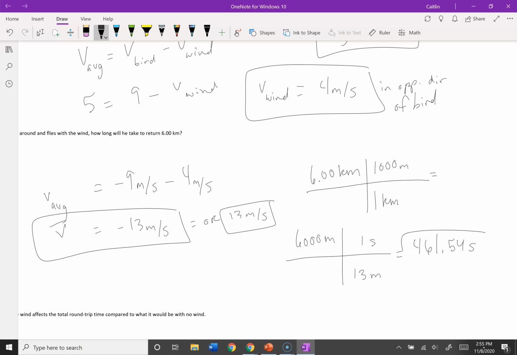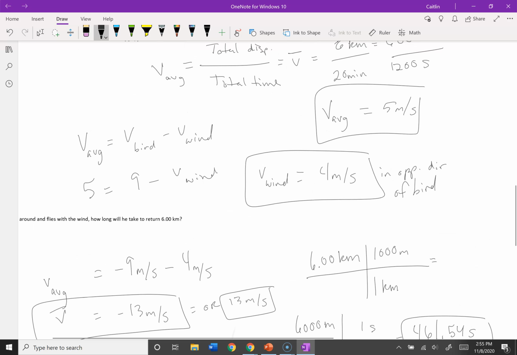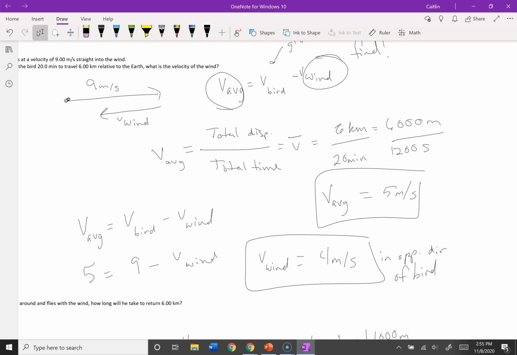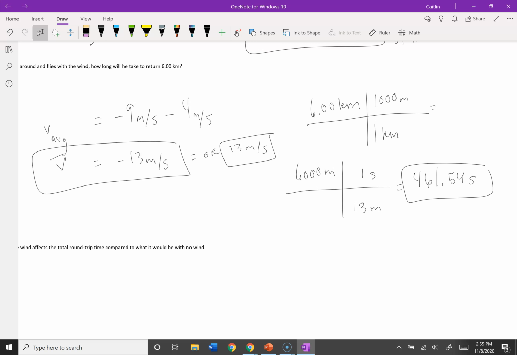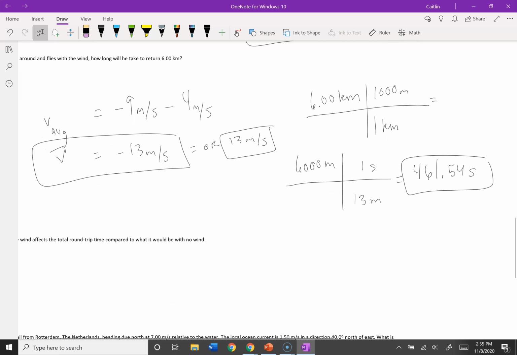461.54 seconds. In other words, his forward trip takes 1,200 seconds. His reverse trip, when he flies with the wind, takes less than half the time. In fact, that is approximately 7.5-ish minutes.